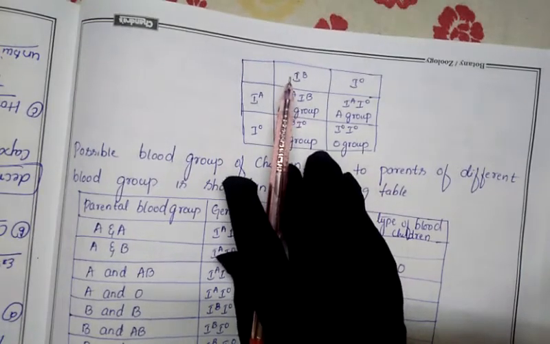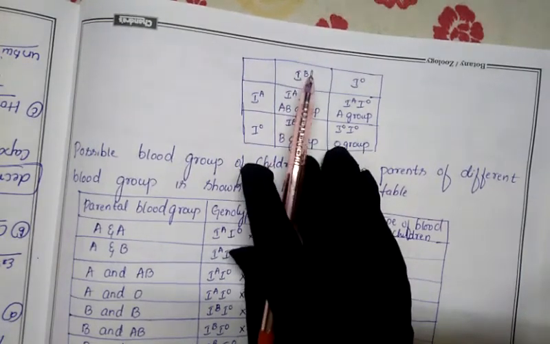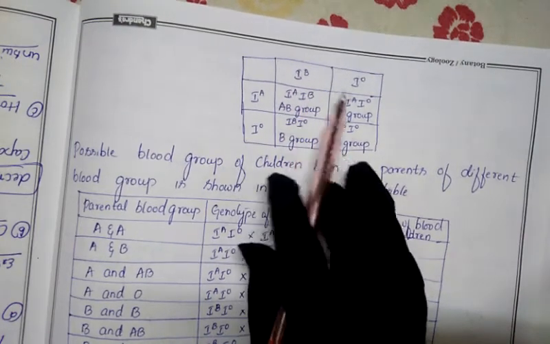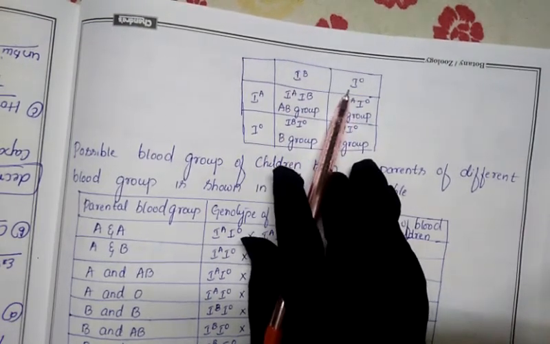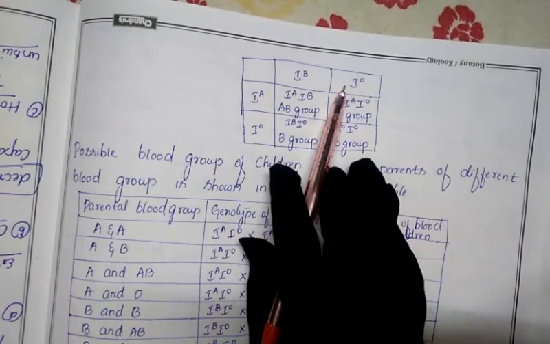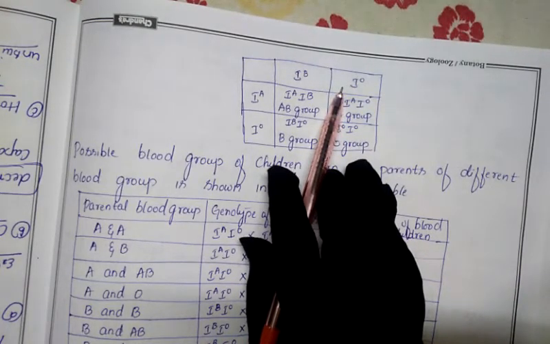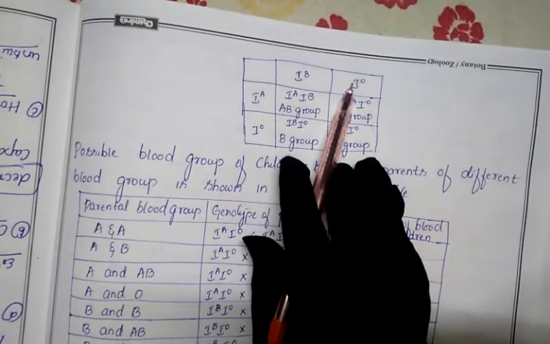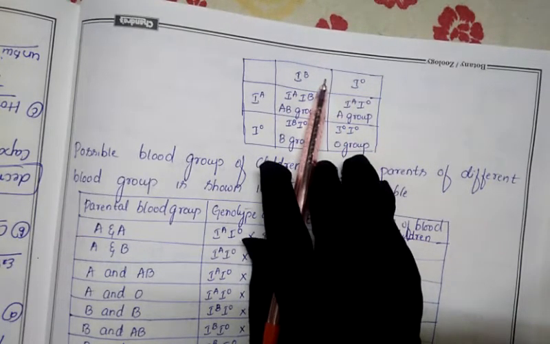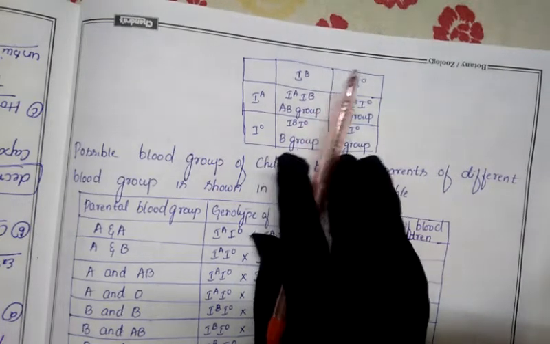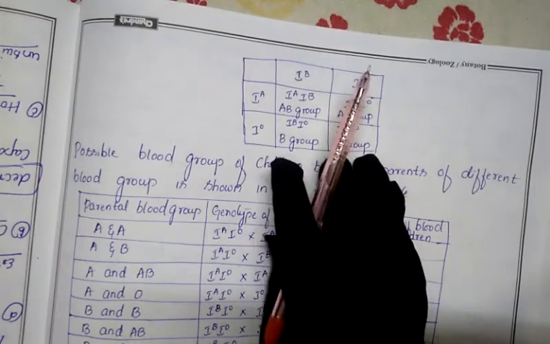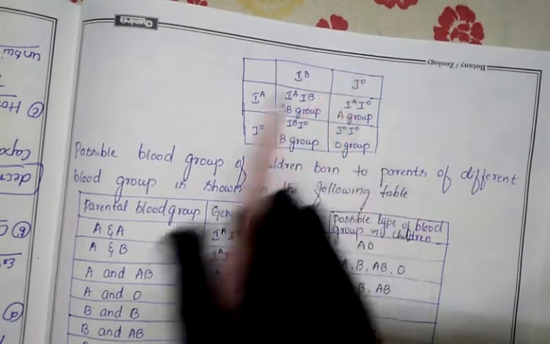But suppose they write in brackets whether the alleles are homozygous or heterozygous, then only that type of alleles you have to put. See, in the second sum they asked, they mentioned the heterozygous condition. So that's why you have to put the alleles in this manner: IB, IO, heterozygous. But in the first case they wrote homozygous, so IB IB, IA IA. So this is the homozygous condition. Like that, the question may be asked in your exam.